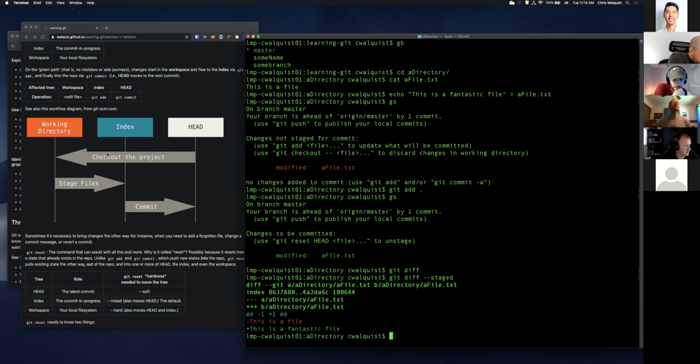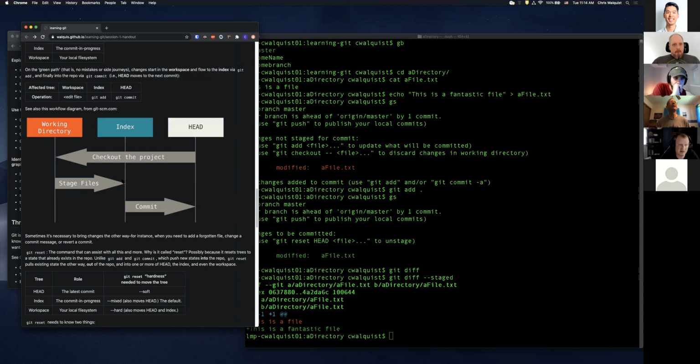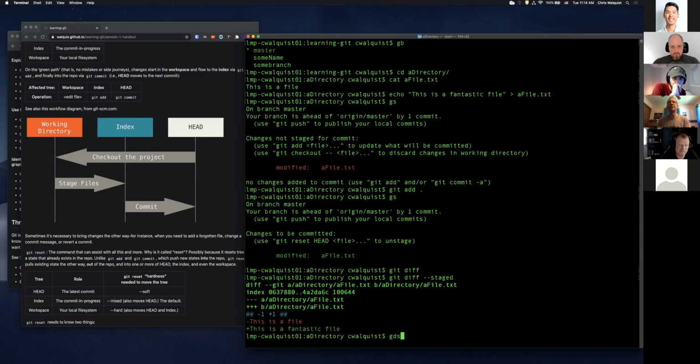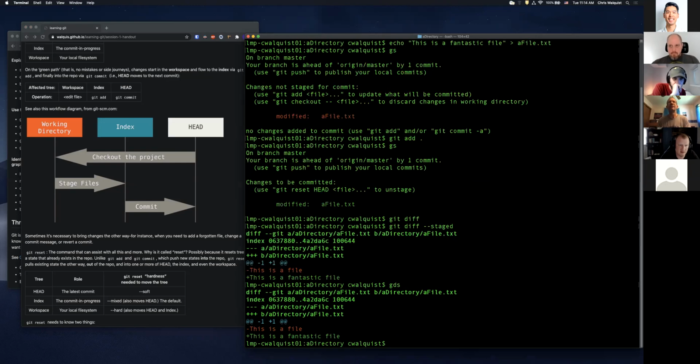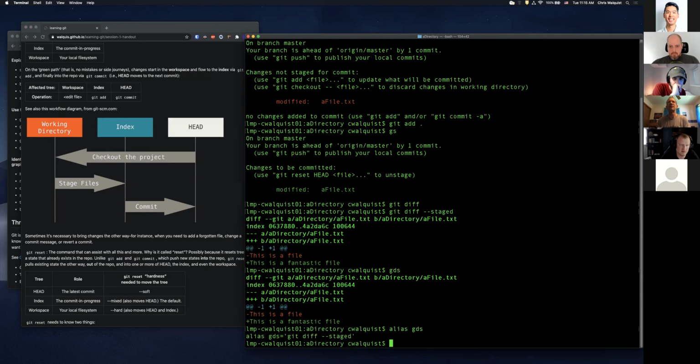But yeah, so if we look at this graphic here, this is what we did. We moved our files from working directory to index. And so I made an alias for git diff --staged, because that's handy to tell me where I'm at. If I'm working with a lot of files and I'm just populating the staging, it just tells me what I've got where, what changes are where.